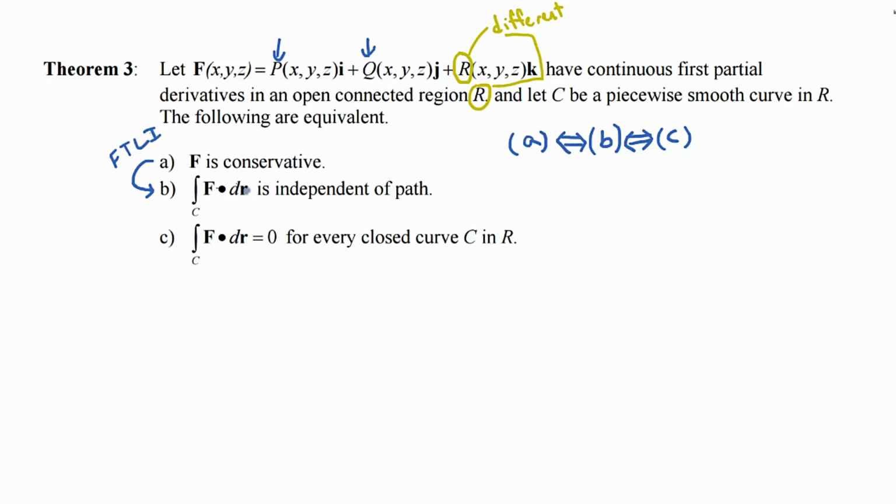But then also you can say that if either A or B is true, and this is the weird one, the integral over C of F dot dr equals 0 for every closed curve C in R.